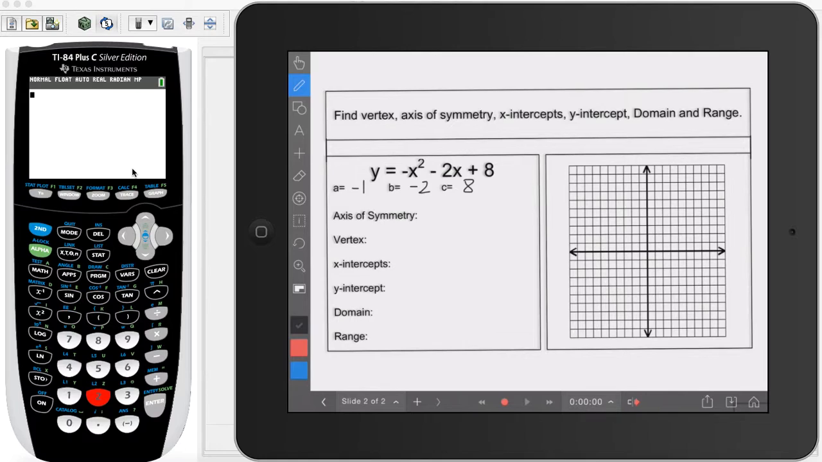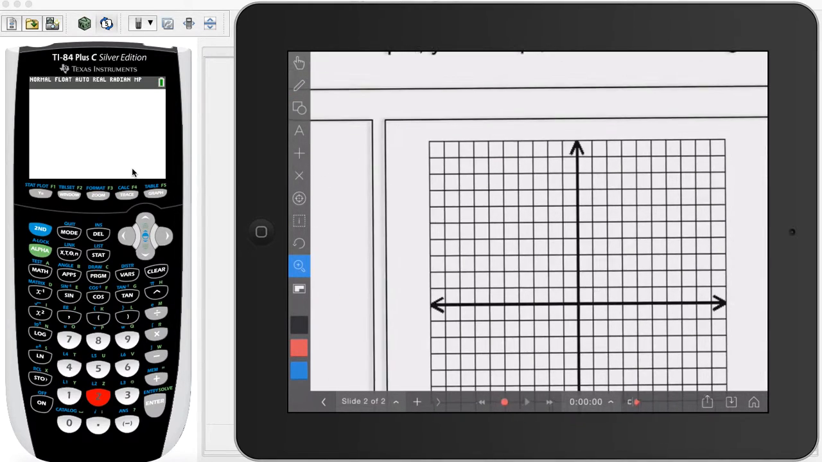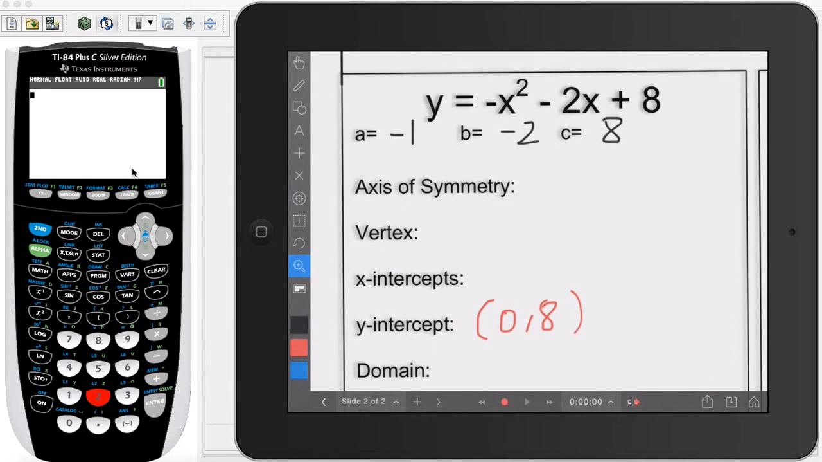Now, the one thing that we can directly know from the equation is your y-intercept. The y-intercept is the constant that's by itself. So in this case, my y-intercept is (0, 8). And you can mark it on the graph right away. That's your y-intercept.